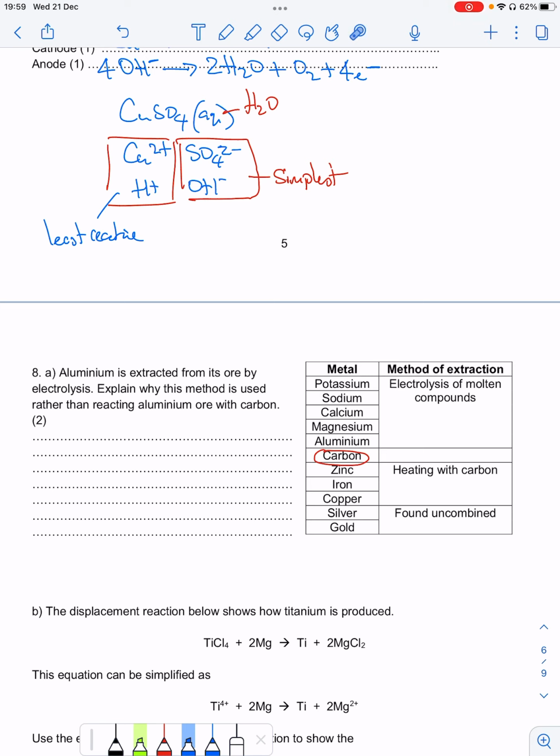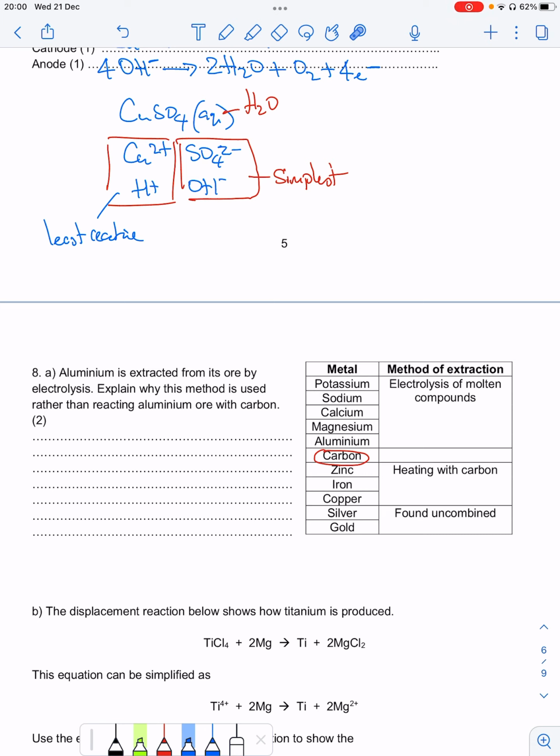Everything above carbon has to be extracted using electrolysis because they are more reactive than carbon. Anything below carbon, so this little group here, we heat them with carbon. Carbon is more reactive, and therefore carbon will displace them and give us the metal. The bottom two are unreactive and therefore just found uncombined. We don't have to do anything to get those, okay?